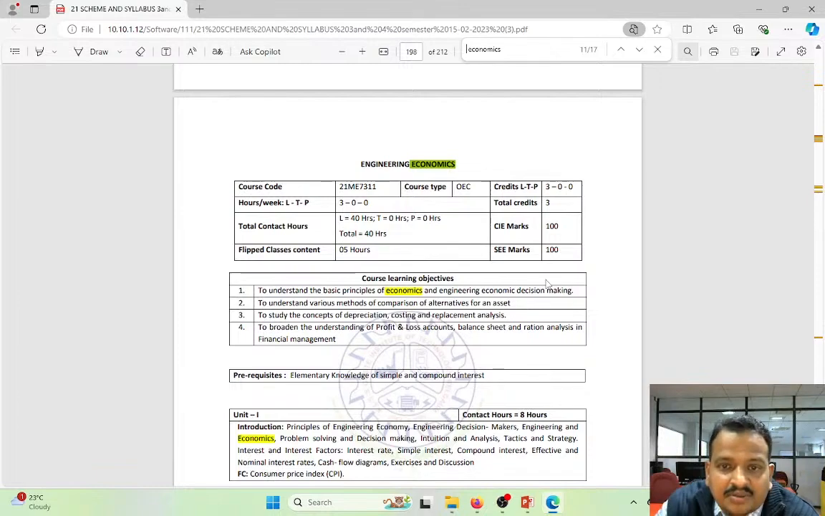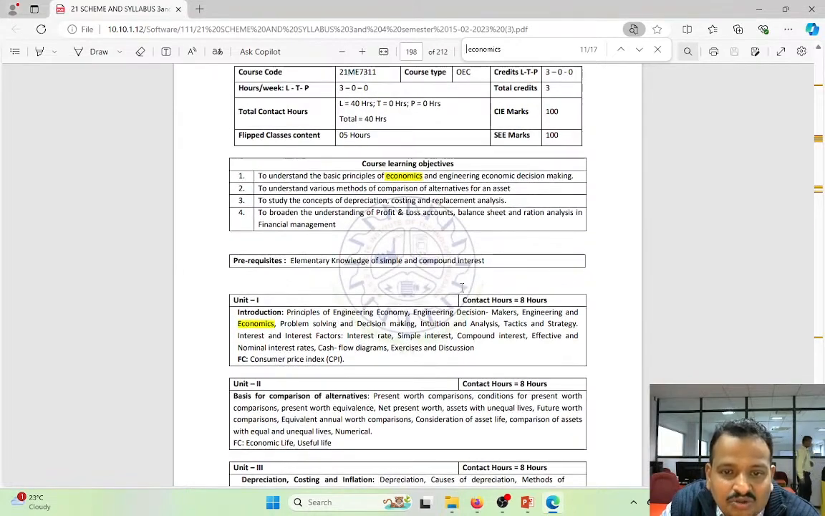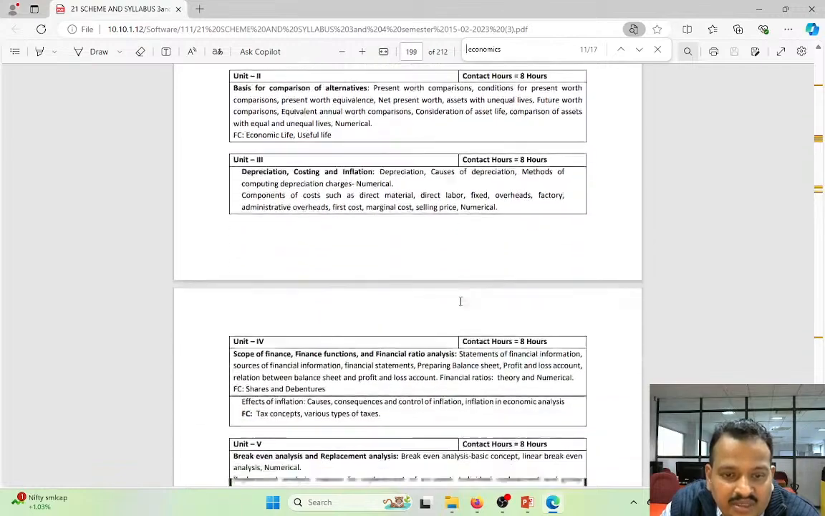Everyone, this subject is open elective. The code is 21ME7311. The subject is engineering economics. You should have elementary knowledge of simple and compound interest. So we have totally 5 chapters.